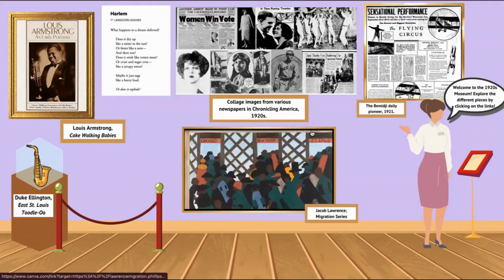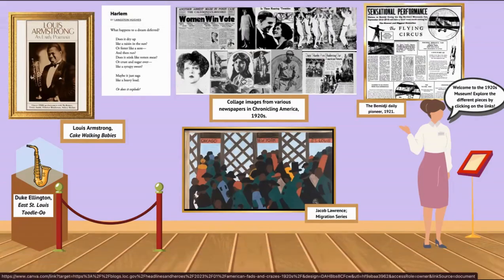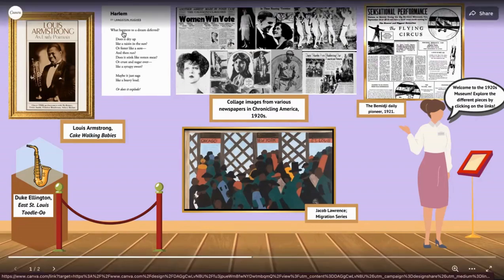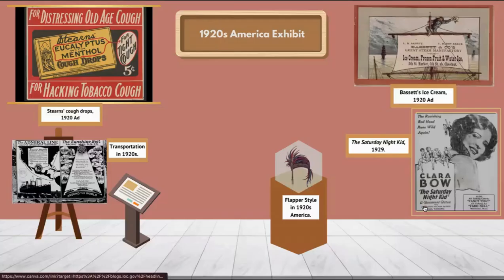So big wins in the 1920s is that women are able to vote for the first time ever in the United States. Jazz is also popping off. We've got Amelia Earhart. Again, very big changes are happening. This is also in reference to the Harlem Renaissance with Harlem by Langston Hughes, Louis Armstrong, Cakewalking Babies, and Duke Ellington with Toodaloo. There is more than one page, so you want to make sure you've accessed both exhibits in this museum.